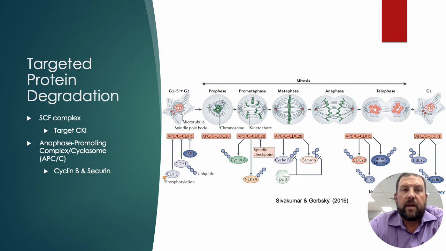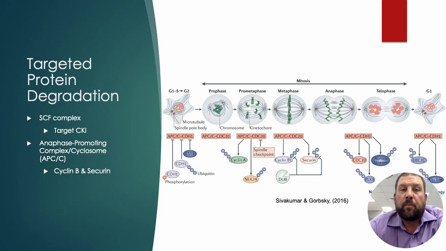Securin, on the other hand, keeps the enzyme separase turned off. Separase is needed to cut the protein glue that holds sister chromatids together. When APC/C destroys securin, separase is released, and the chromatids can separate. This carefully timed destruction ensures that chromosomes are evenly divided between the two daughter cells.